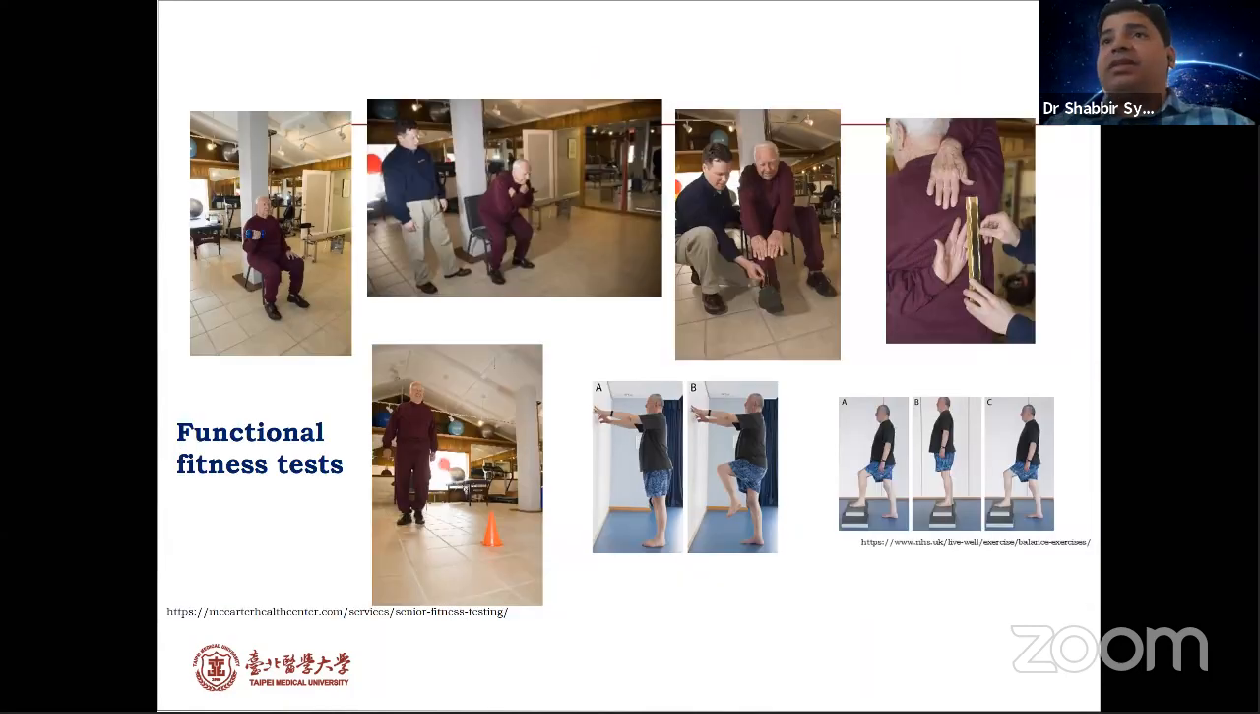So here it is. This is the chair test, and this is the arm test, this is the balance test, you see. So there are various functional tests we do pre and post, in the intervention and in the control. Then we start comparing whether this is really changing or not, whether this change is significant or not.